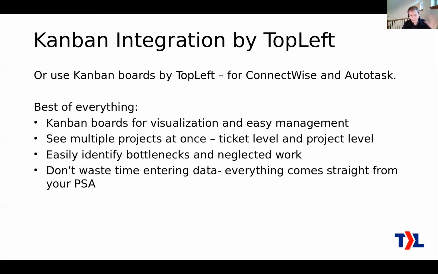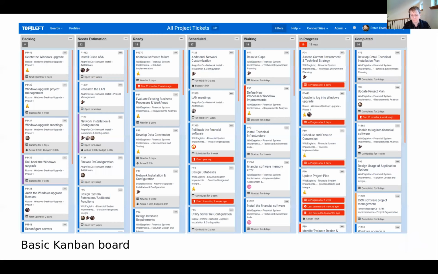It either does that totally automatically, or it gives you a chance to set some thresholds to say, we need to see that a ticket doesn't stay in this column for more than 3 days. If it does, alert me to it. And you don't waste time entering your data twice in two different systems, because everything comes out of the data you already have in your PSA.